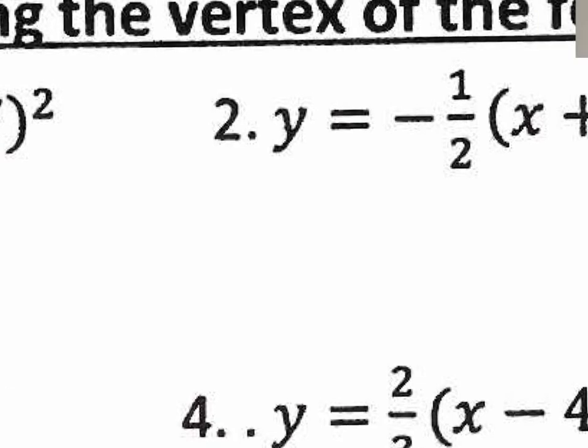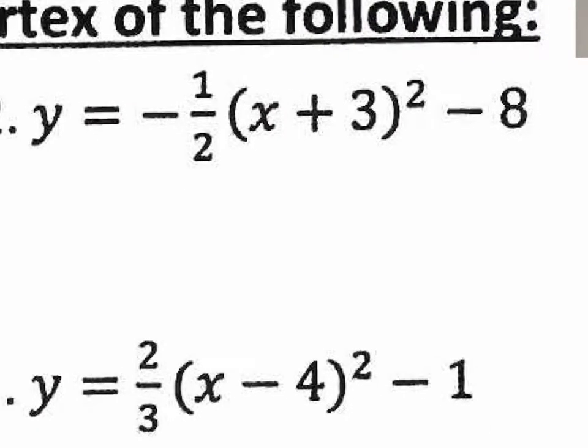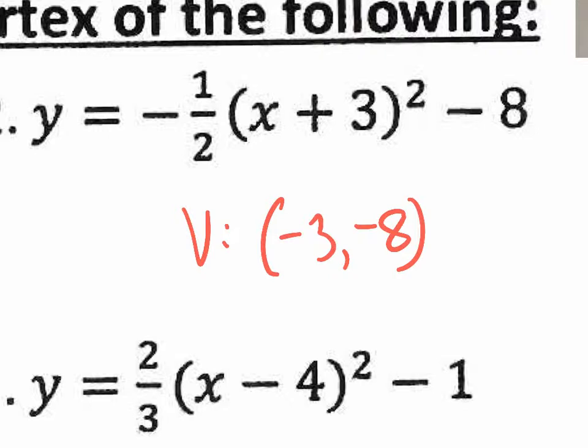Take a look at number 2 right here, guys. What's the vertex right there? Vertex, negative 3, comma, negative 8. Yeah, remember, you only think opposite on H. You take K for what it is. All right, so remember that, guys. You think opposite on H, you take K for what it is. So we found the vertex. Again, no math.